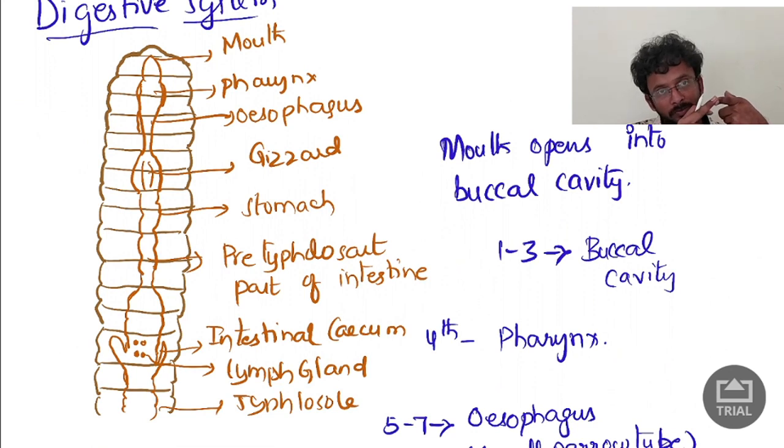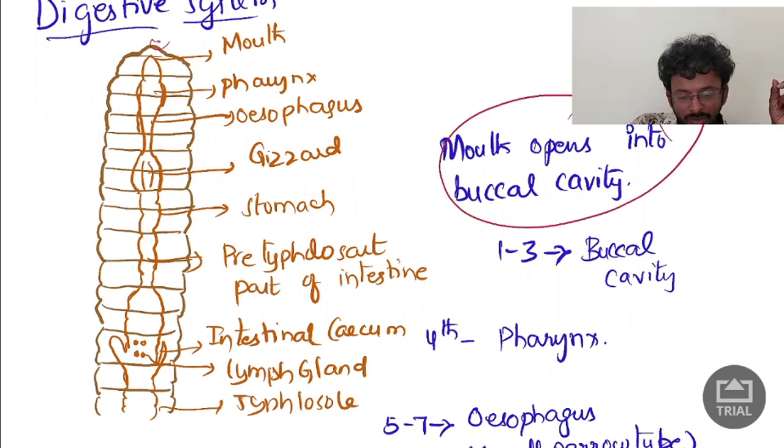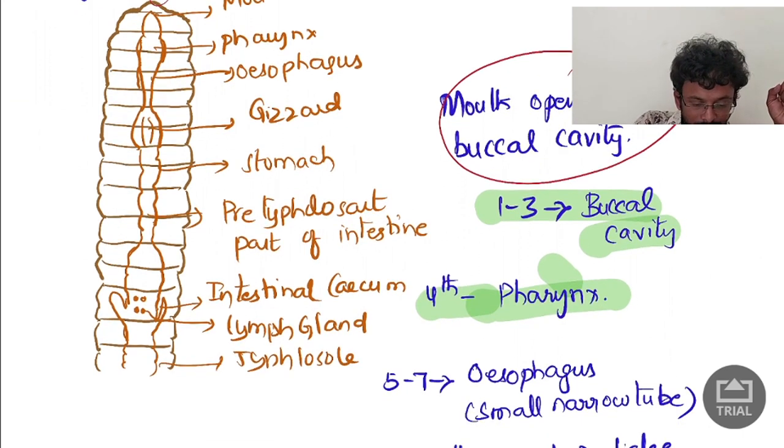The anterior part of the earthworm is called the prostomium, and the first segment is called the peristomium, which opens into the mouth. This mouth opens into the buccal cavity. The first, second and third segments are called the buccal cavity. The fourth segment is the muscular pharynx.